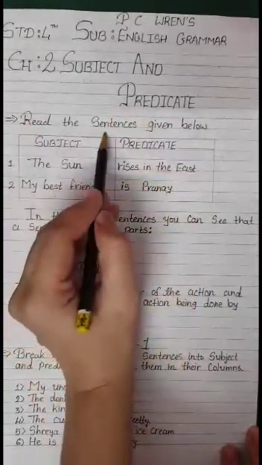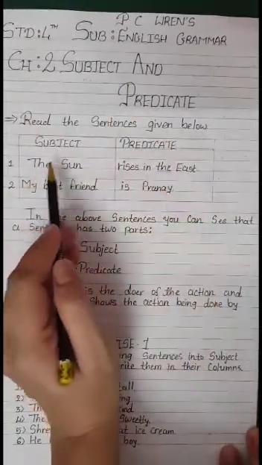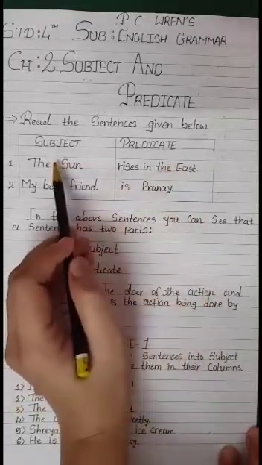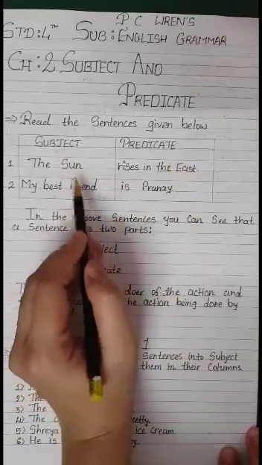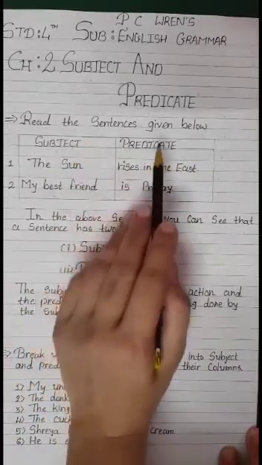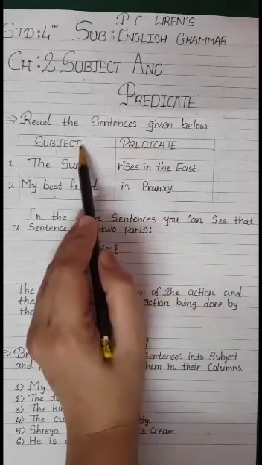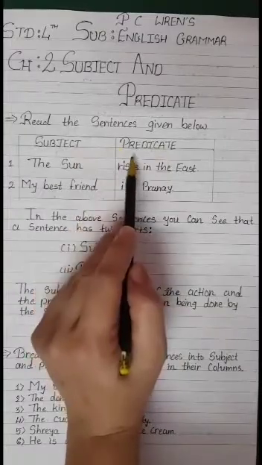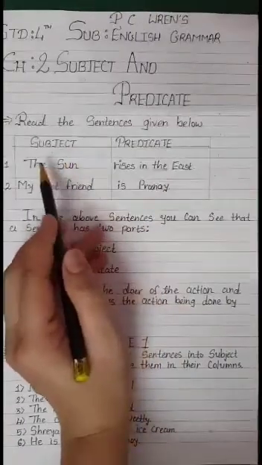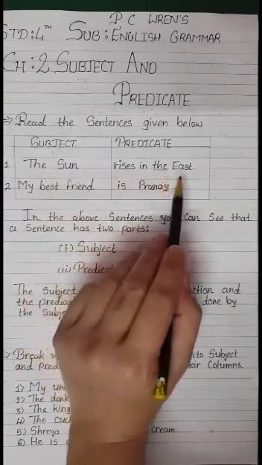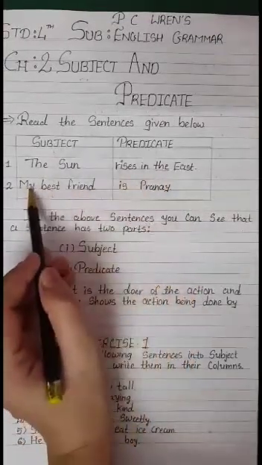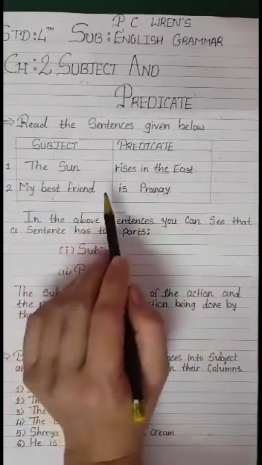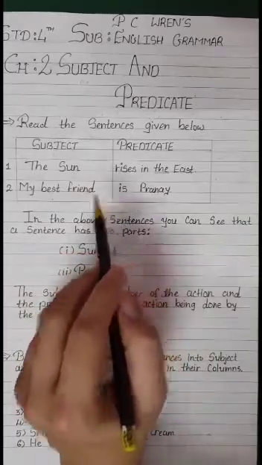Now read the sentences given below. The sun rises in the east. My best friend is Pranay. Here, I have given two sentences, and I have divided them into two parts, subject and predicate. The subject is the person doing the action, and the predicate is the action done by the subject. Here, the sun is the subject and rises in the east is the predicate. Second, my best friend is Pranay. Here, my best friend is the subject and is Pranay is the predicate.